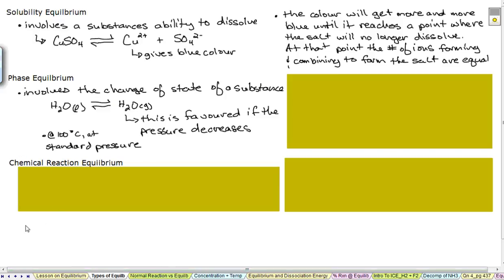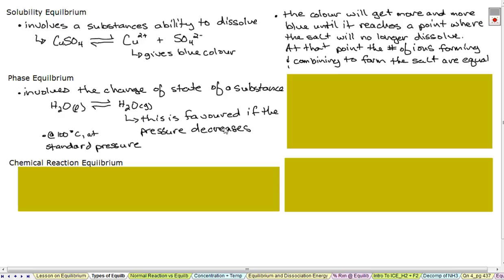Now, phase equilibrium is when we're changing the state of a substance, and a good example is water going from a liquid to a vapor. At 100 degrees Celsius at standard pressure, water will go from a liquid to a vapor. However, this process is actually favored if the pressure decreases. English explorers climbing up mountains, the really high ones, would comment that their tea never tasted so good because when they got up really high, the water would boil at a much lower temperature.